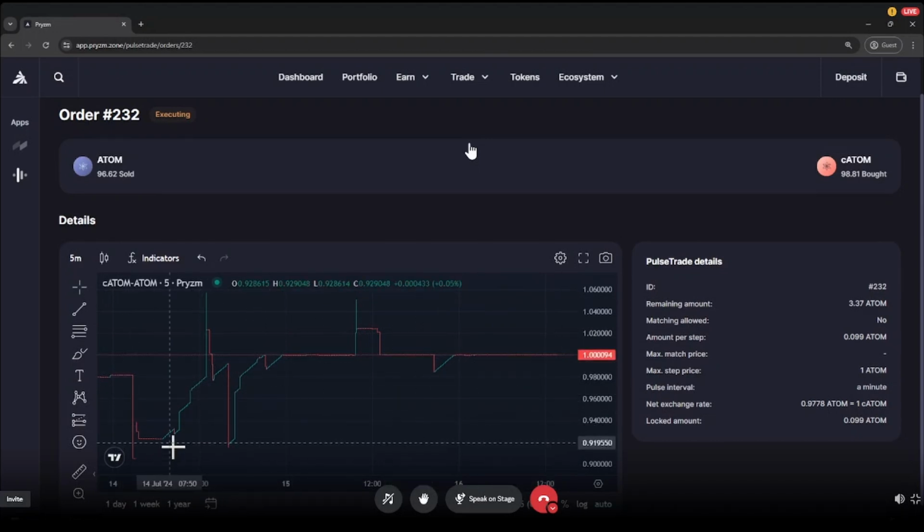And it means that rather than buying all in one go, your average price gets smoothed out. So when there's a big sell like there is here, you then start buying again at the much lower level. So it smooths out your average price. So that's how Pulse Trade works.